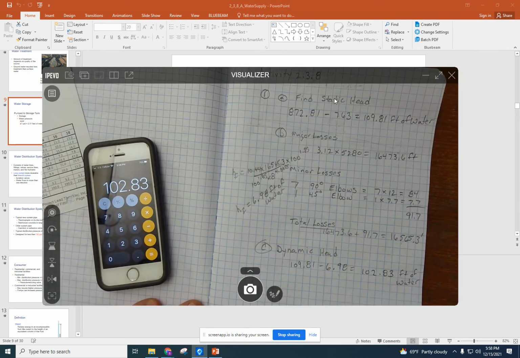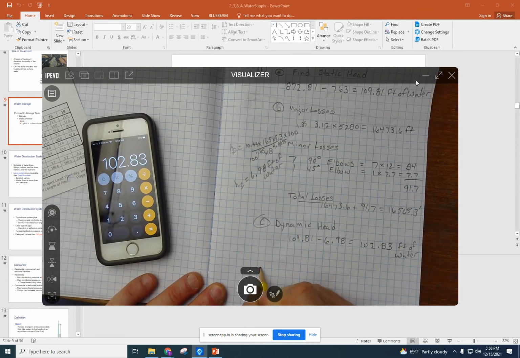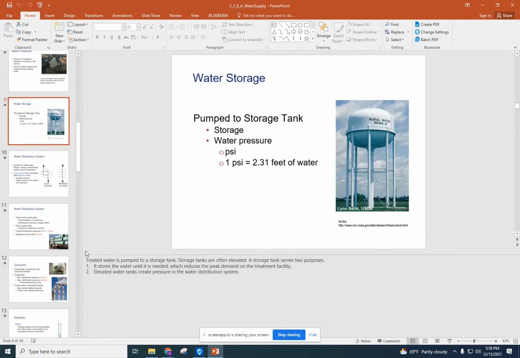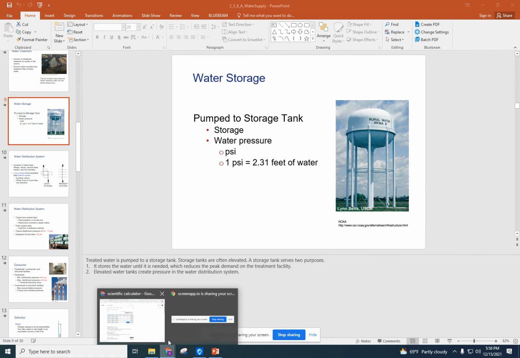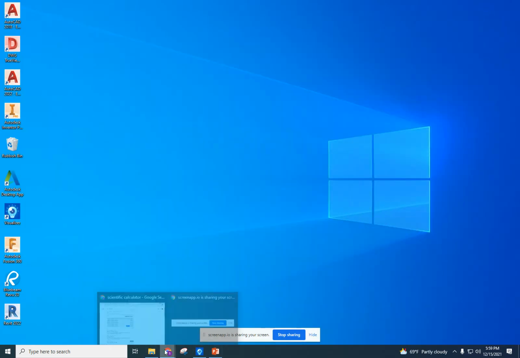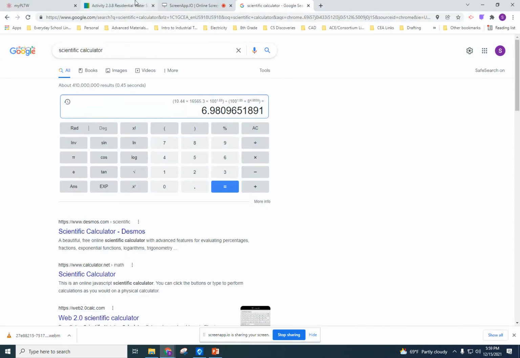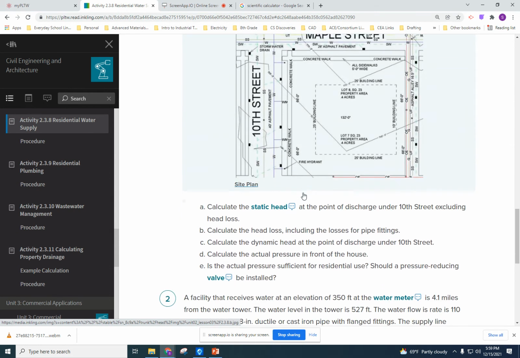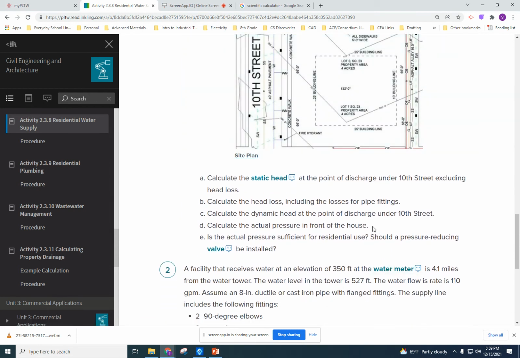Okay. So if I go back down here, D on here is going to be calculate the actual pressure in front of the house. Then it asks, is the pressure sufficient for residential use? And I'll talk about that in a second. So figure out the actual pressure.